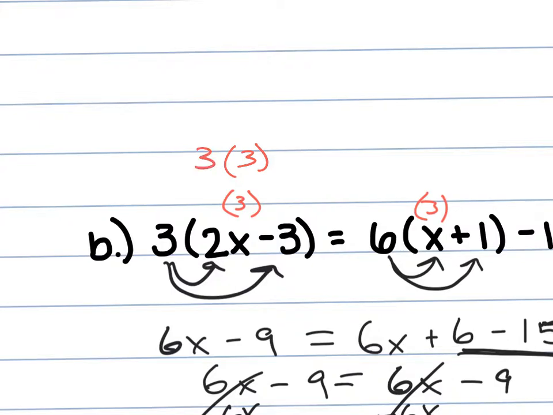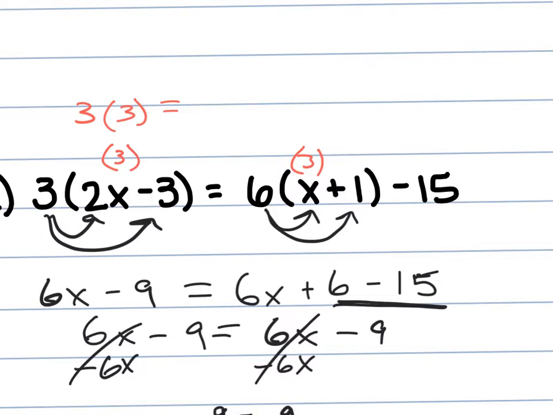So 3 times 3 on the left. On the right, I have to work in parentheses, and I get 3 plus 1 is 4. 4 times 6 is 24, and 24 minus 15 is 9. So we get 9 is equal to 9.